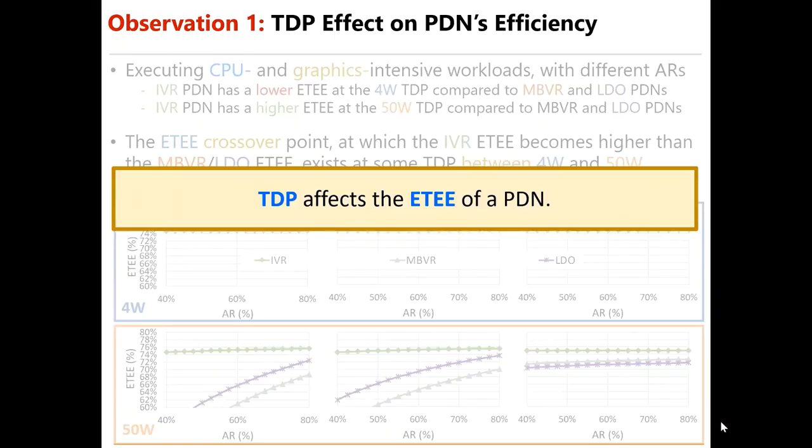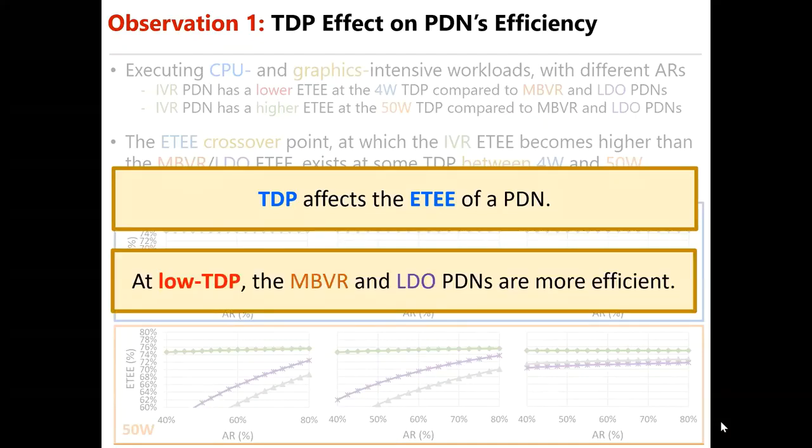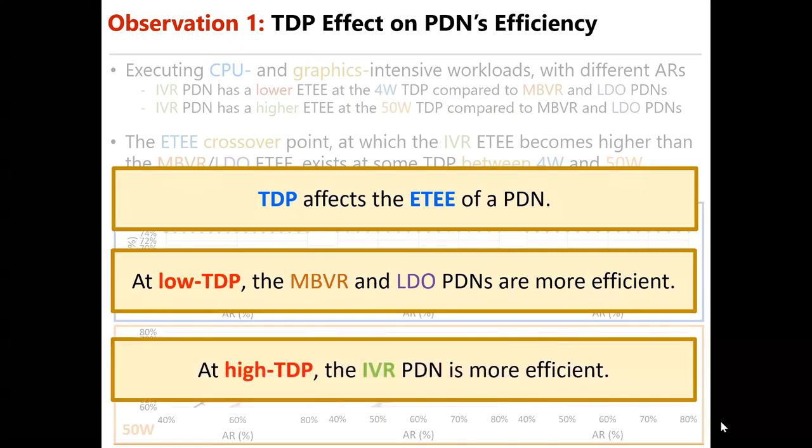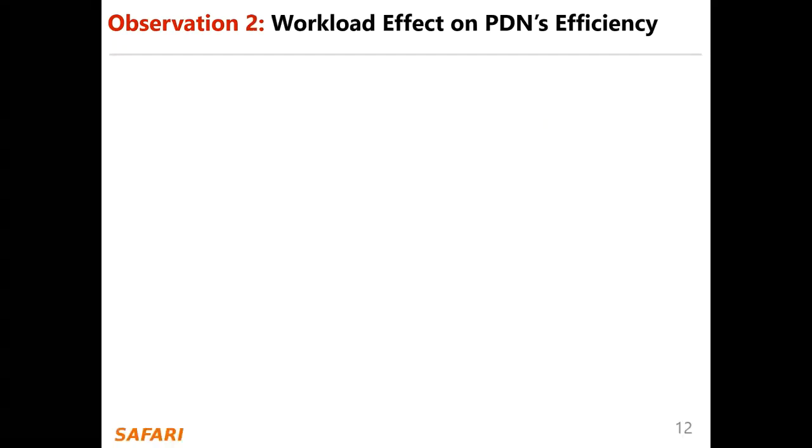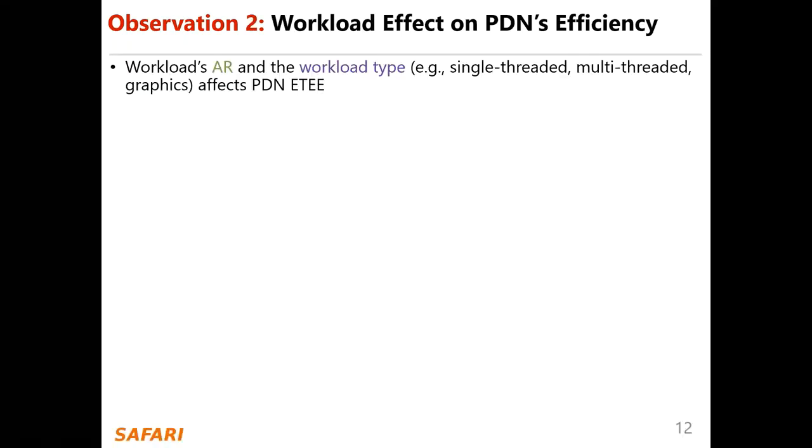We conclude that TDP affects the end-to-end efficiency of a PDN. At low TDP, the MBVR and LDO PDNs are more efficient. At high TDP, the IVR PDN is more efficient. Our second observation is about the workload effect on PDN's efficiency. Workload's application ratio and workload type affect the PDN end-to-end efficiency.